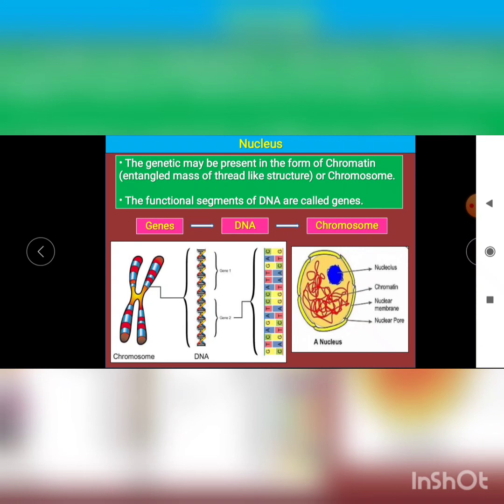So for now, you should remember our genetic material is present in the form of chromosome or chromatin, which is again DNA wrapped around the histone protein, and DNA in turn is made up of genes.